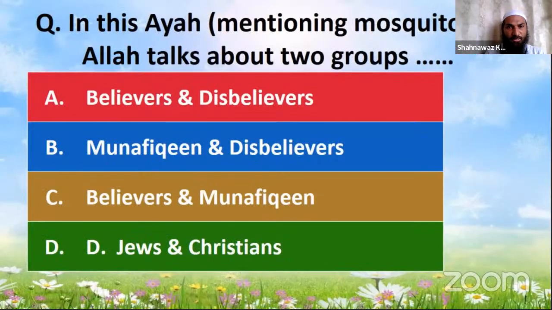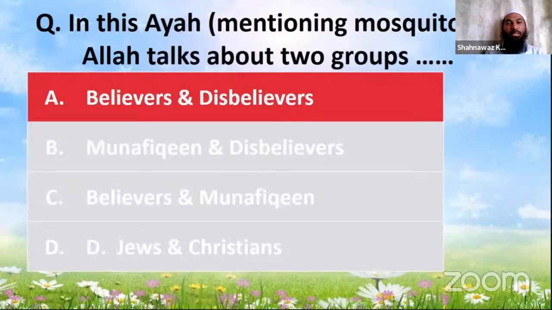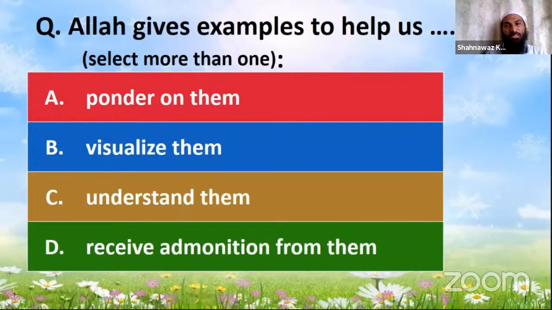So in this ayah, the example of the mosquito, Allah talks about two groups. Which are those two groups? The believers and the disbelievers, the munafiqeen and the disbelievers, believers and munafiqeen, Jews and Christians. So this is linked to the ayat that is there, wa amma alladhina and wa amma alladhina. There are two groups here. Who are they? Very simple answer. Are they the munafiqeen, or are they believers and disbelievers?